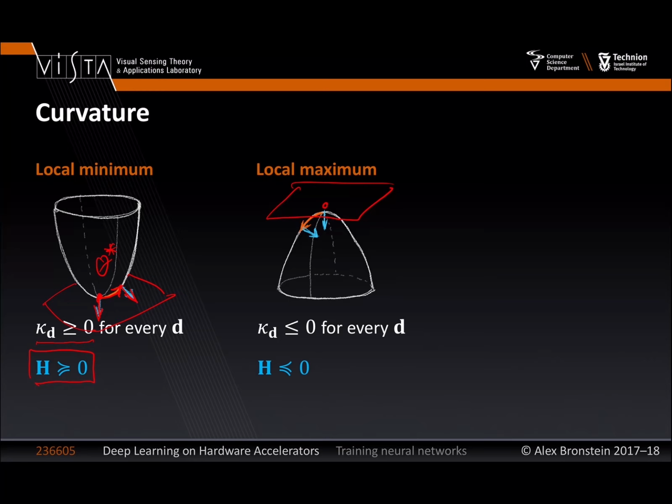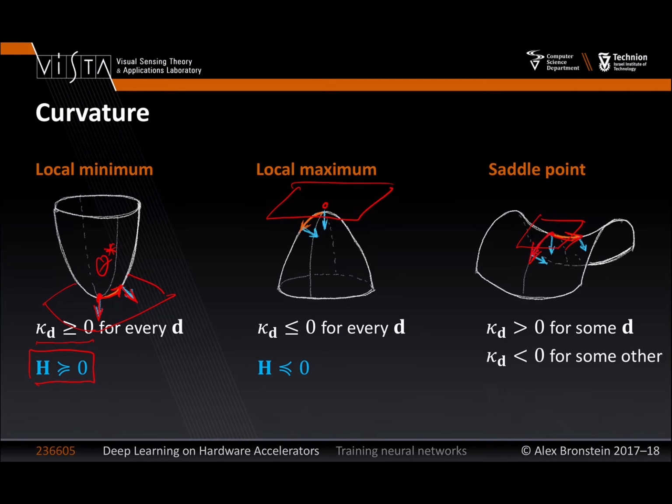Okay? Now, the third possibility is what is called a saddle point. Here, again, the gradient vanishes, but there will be some directions in which we have positive curvature and some other directions in which we have negative curvature. Like you see, this direction has positive curvature, this direction has negative curvature. And in this case, the Hessian matrix will have both positive and negative eigenvalues. This is called a saddle point. Okay, it's neither a minimum nor a maximum.